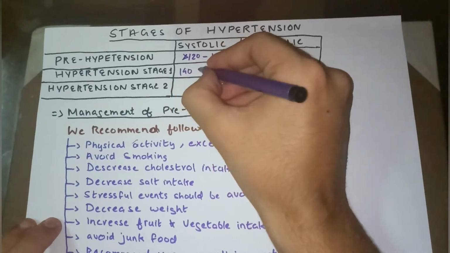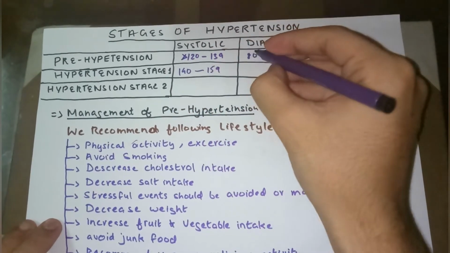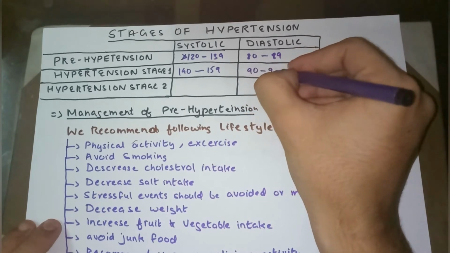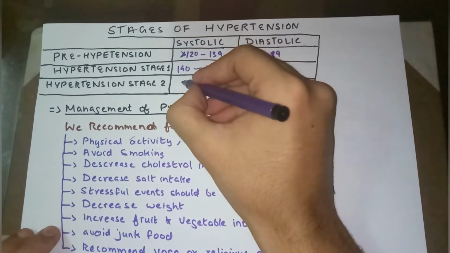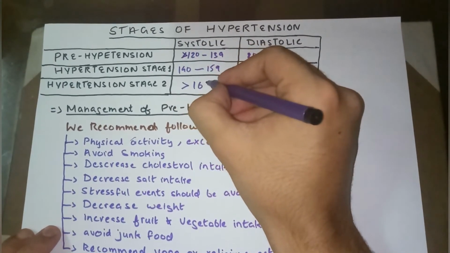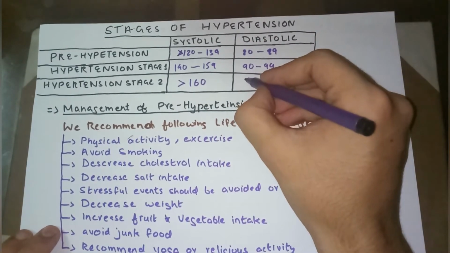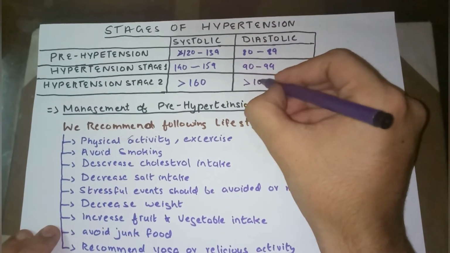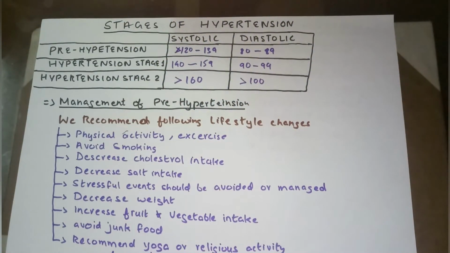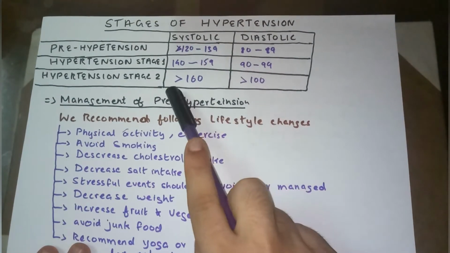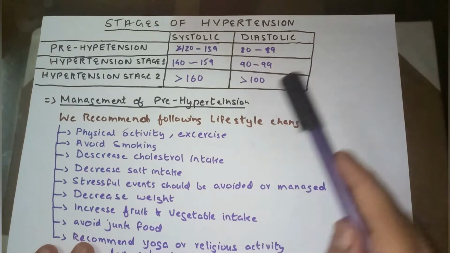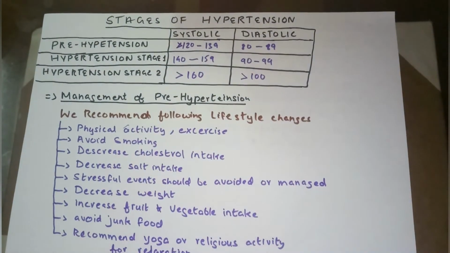And hypertension stage 1 is between 140 to 159 systolic and 90 to 99 diastolic, so we classify it like that. For example, if one person has both systolic and diastolic like this, then it is hypertension stage 1. And if someone has a systolic above 160 and diastolic above 100, then he is classified as hypertension stage 2. So you guys now understand, hypertension stage 1 is between these values, hypertension stage 2 is between these values, and pre-hypertension is between these values.